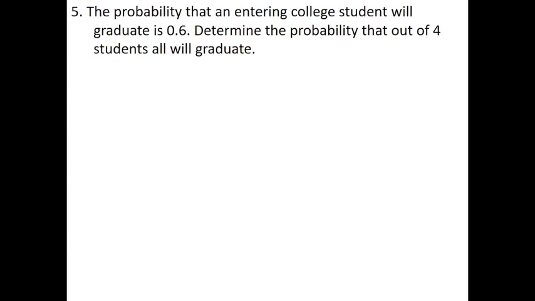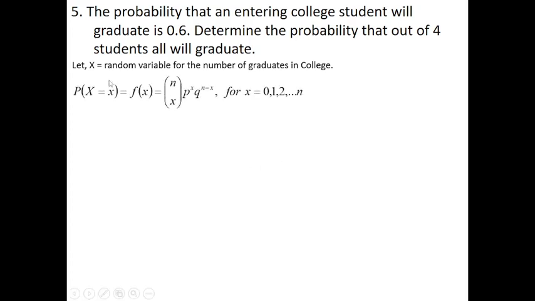So number 5, the probability that an entering college student will graduate is 0.6. Determine the probability that out of 4 students, all will graduate. No? Okay, let's analyze. So we let x be the random variable for the number of graduates in college. So we have the probability that x equals f of x equals n, the combination of n taken x at a time, times p to the power of x times q to the power of n minus x, for x equals 0, 1, 2, and so forth until we reach n.